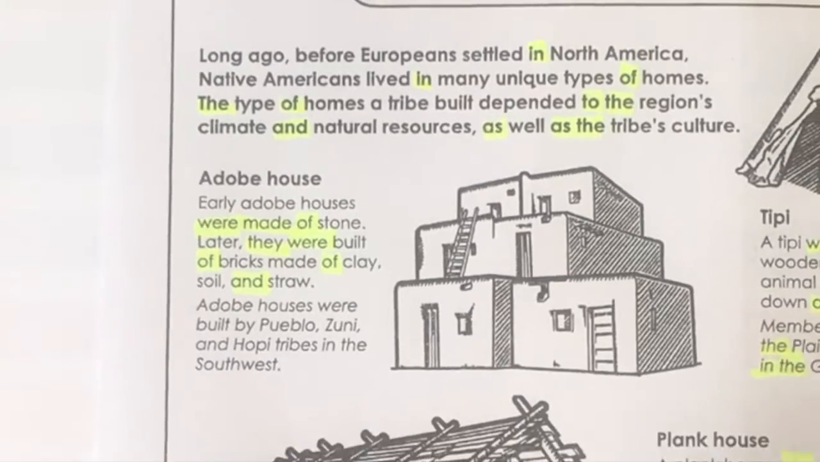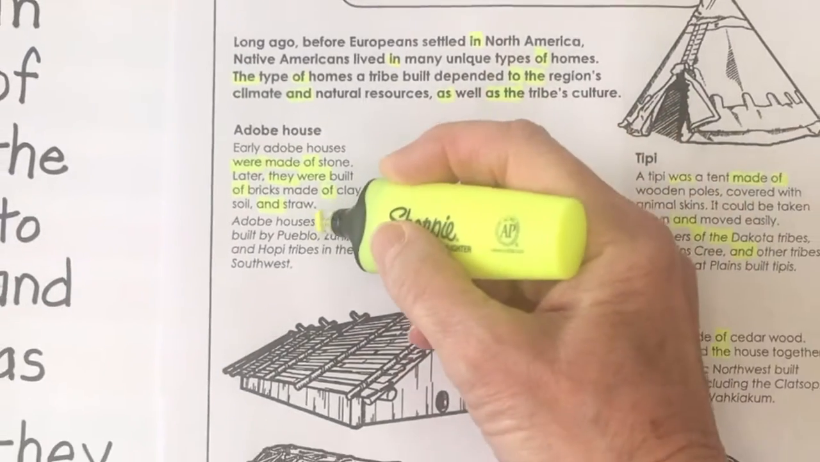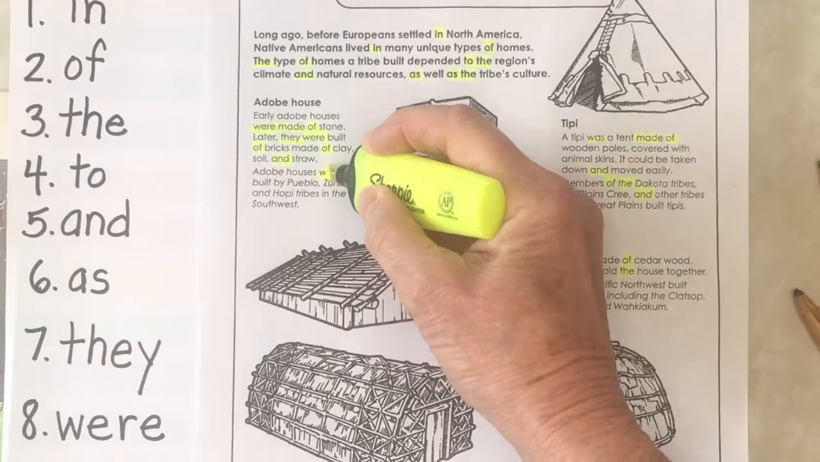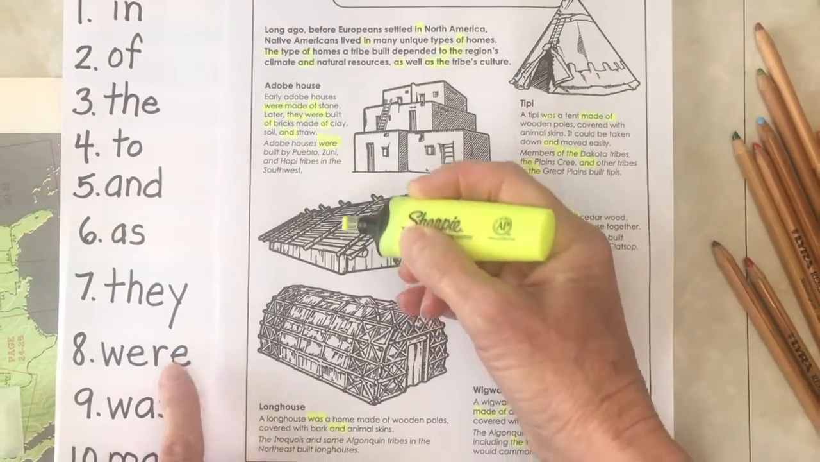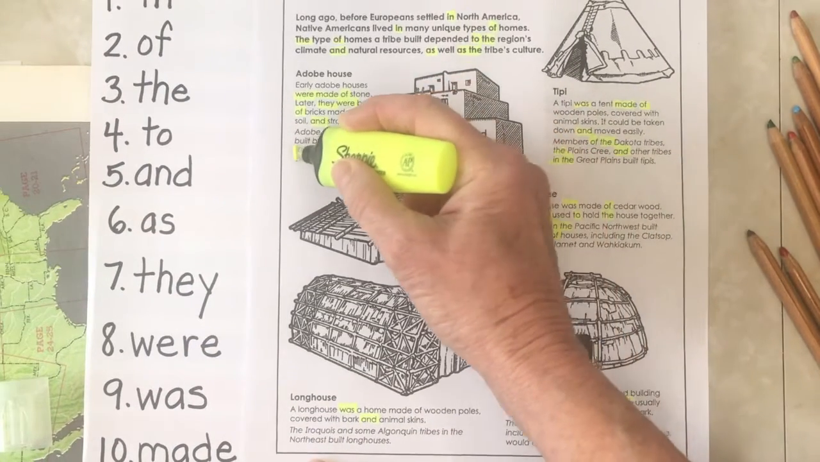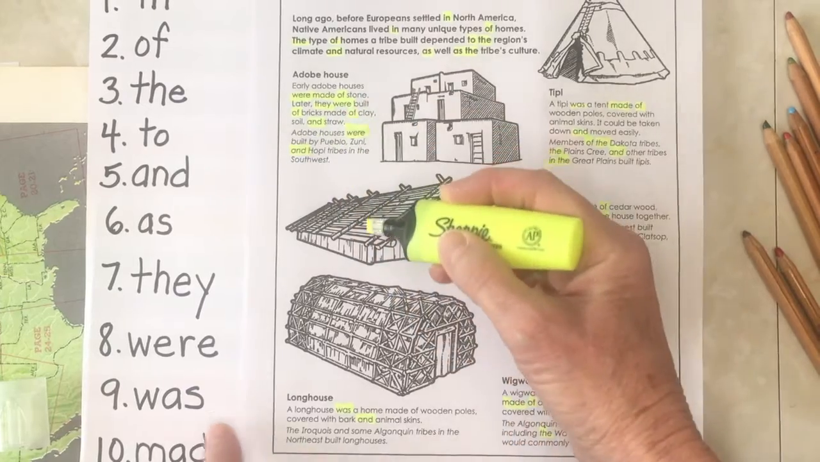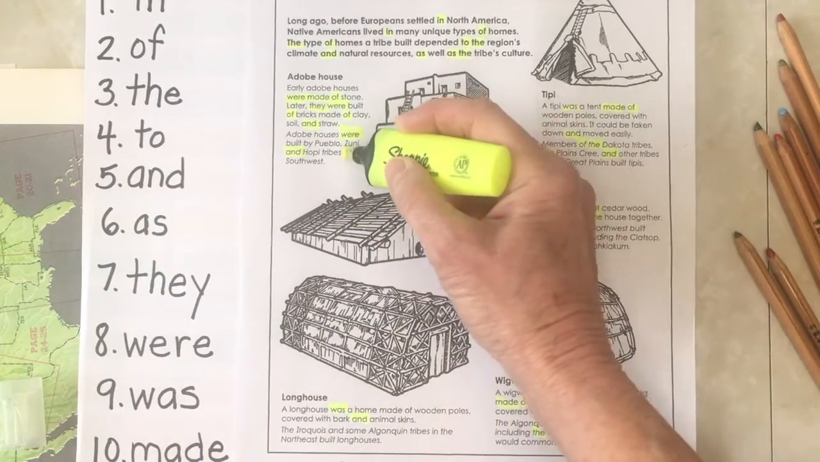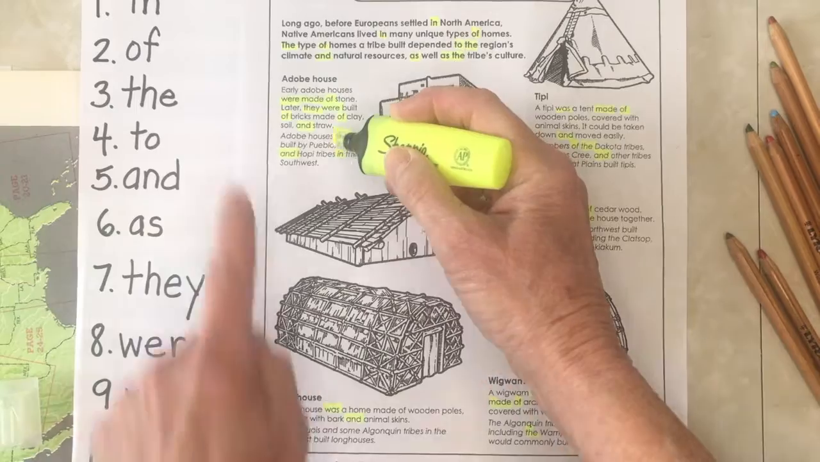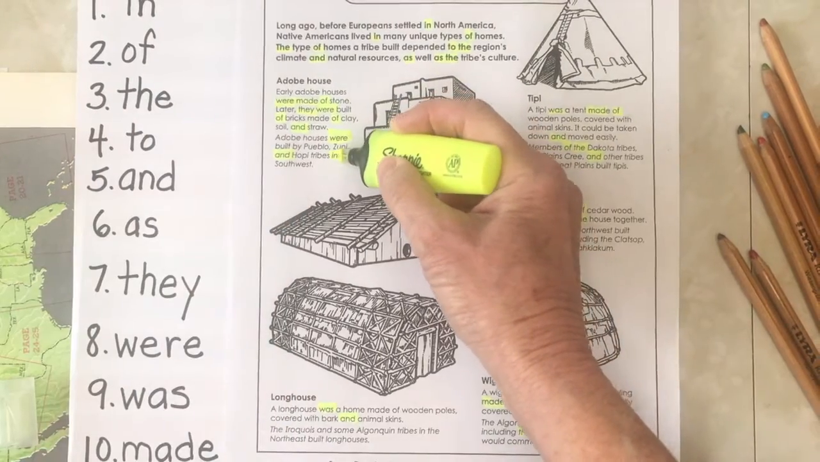So I'm going to go ahead and highlight a few of the words that I missed here. Here's the word were, and in, here, and the.